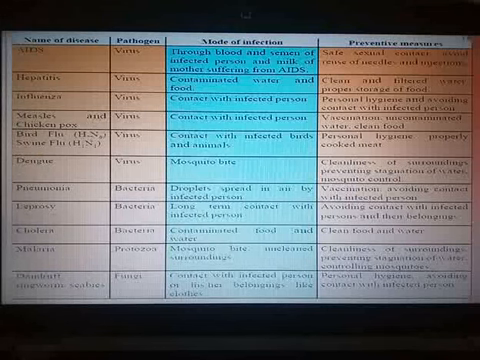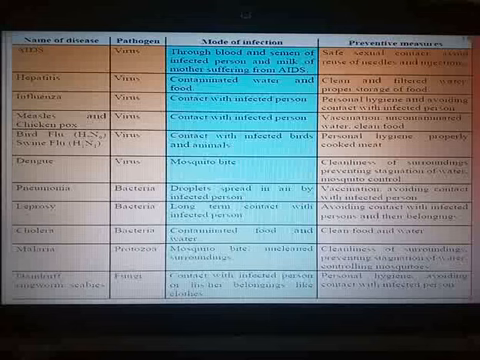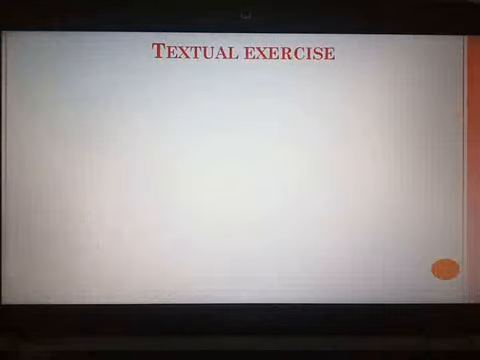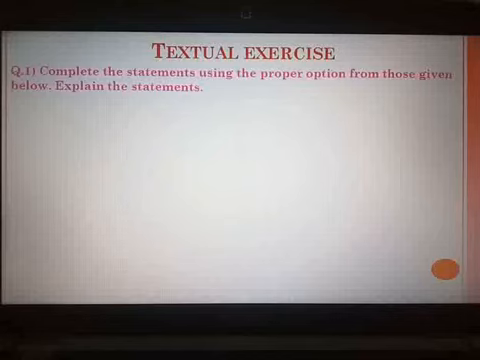With this, I declare that the explanation for chapter number 8 is over. There is still some amount of time, so we will just complete the textual exercise. I request all of you to just keep your textbooks open. At least we will complete question number 1 today. Complete the statements with proper option from those given below and explain the statements.